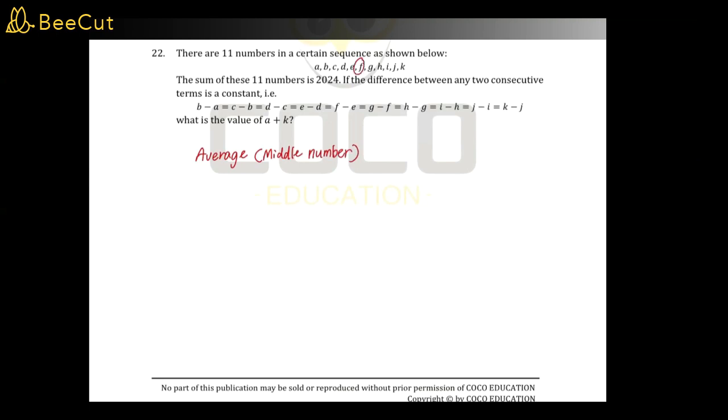This is the number F. So F equals 2024 divided by 11. This is 184. That's for the number F. They are looking for the sum of the first number and the last number. Now we know that the first number plus the last number, if this is divided by 2, that gives us the average. Average is F. So A plus K equals 2 times F. 2 times the middle number, so it's 2 times 184 equals 368.